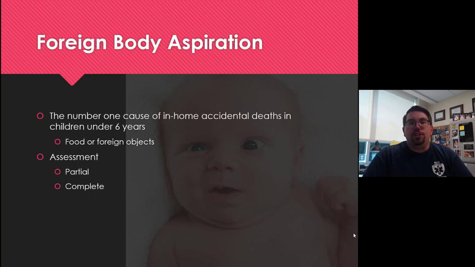Foreign body aspiration is another major component that we look at. We know that it's the number one cause of in-home accidental deaths in children under the age of 6. Typically, it involves food or other objects because children under the age of 6 are exploring things with their senses, primarily through their sense of taste, putting everything in their mouth.